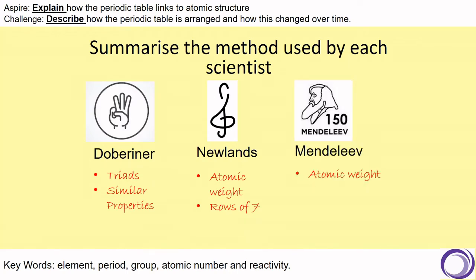Mendeleev again used increasing atomic weight. He grouped the elements with similar properties, and sometimes he would swap them round to make sure they stayed in that group with the similar properties. And he also left gaps to account for any unknown elements, and he predicted the properties of those elements.